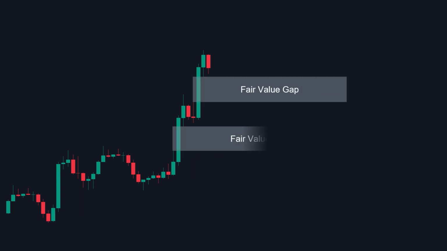Here we also have another fair value gap between the candles. When the price pulls back and taps into these fair value gap areas, they are going to act as support and reject the price to the upside, which will provide us a perfect trading opportunity. But there is a significant difference between these two.